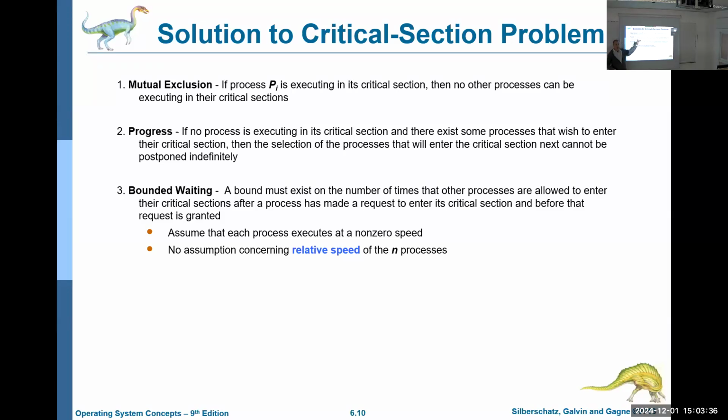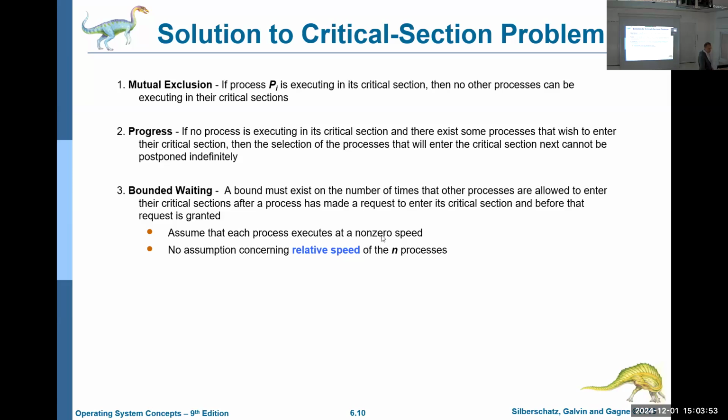So that's also a requirement of the critical section solution. We don't want a solution to the critical section problem that leaves some processes starving outside. It's like starvation: some processes left starving outside, never able to get in.